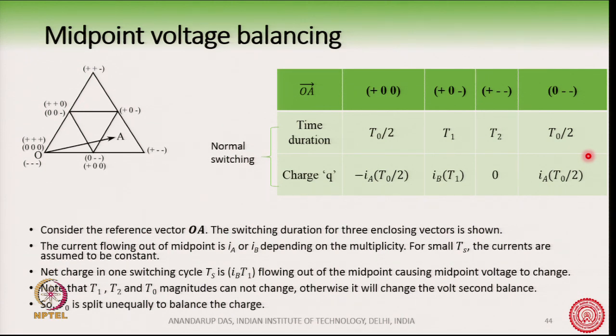Now, suppose the total sampling time or the total switching cycle Ts, which is equal to T0 by 2 plus T1 plus T2 plus T0 by 2, is sufficiently small. So, we have quite a high switching frequency, so that the Ts period is so small that the magnitudes of these currents do not change in that switching cycle.